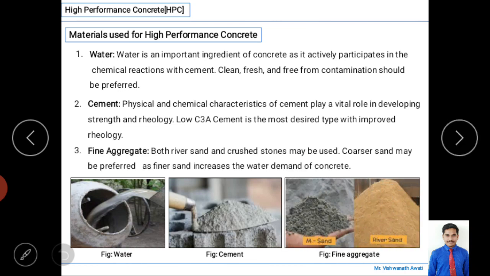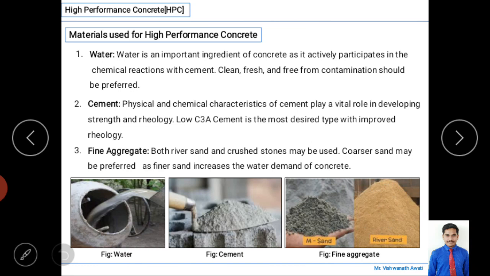So next is fine aggregate. We require aggregate, and in that, fine aggregate, right? For high performance concrete, both are used: natural sand and artificially prepared sand. So natural sand means what? River sand, red sand or other river sand, based on the geology and the topographic area. We are getting different colors of river sand. Some places we get red sand, some places we get gray sand, right?